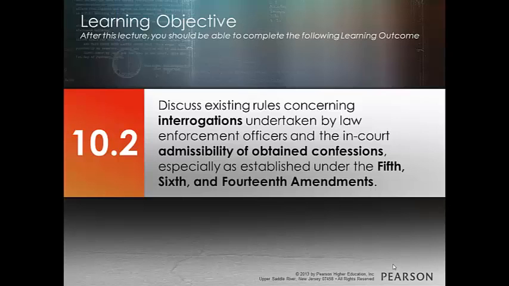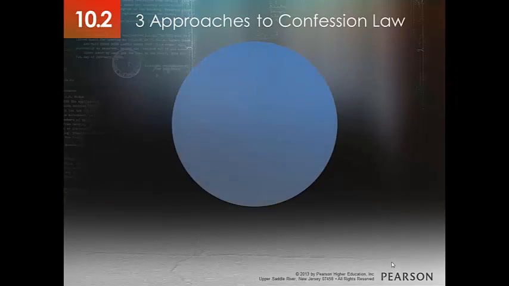The second learning objective in this chapter deals with the rules concerning interrogations, the admissibility of confessions, and the applicability of the Fifth, Sixth, and 14th Amendments. The text looks at three approaches to confession law.